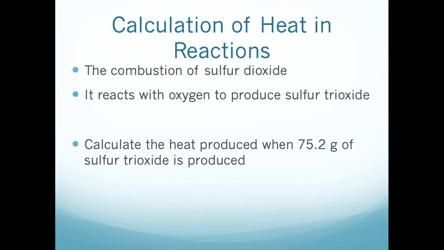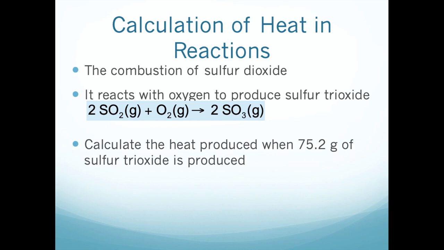Okay, so let's try a problem that deals with that. Let's say we were looking at the combustion of sulfur dioxide. So sulfur dioxide reacts with oxygen to make sulfur trioxide. And here's the balanced equation. Now, we're told that delta H for this reaction is negative 99.1 kilojoules, which makes sense. It's a combustion reaction here, so it makes sense that we have a negative delta H. It's an exothermic reaction, as most combustion reactions are.